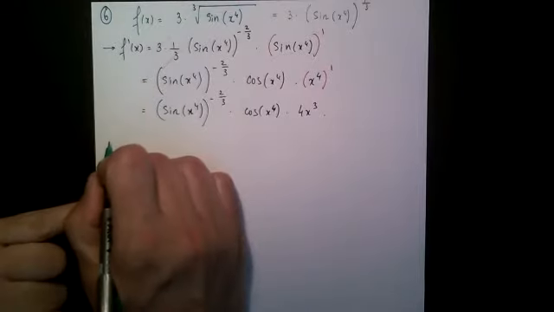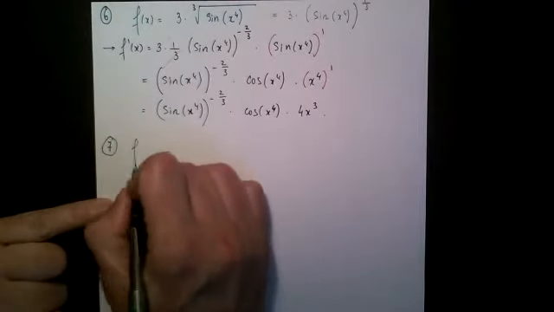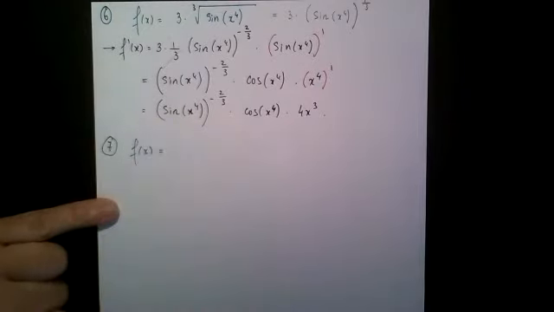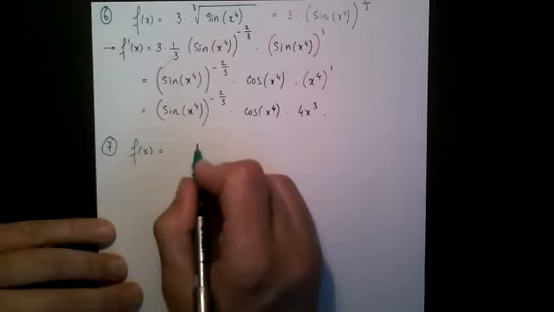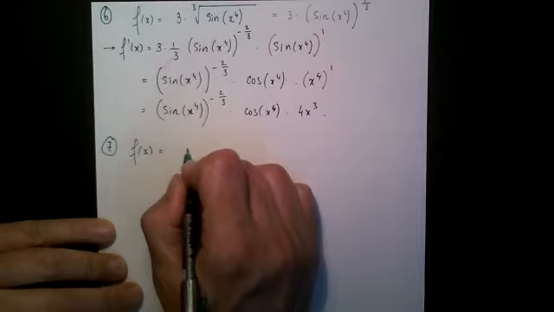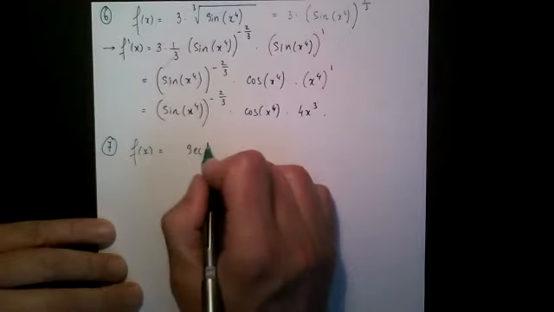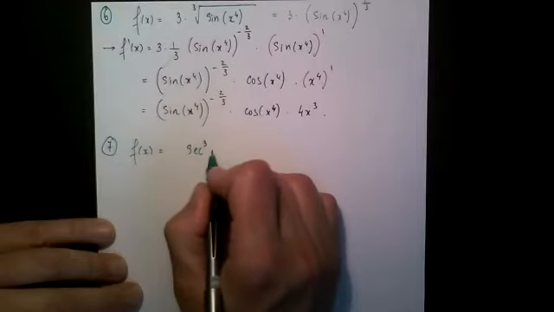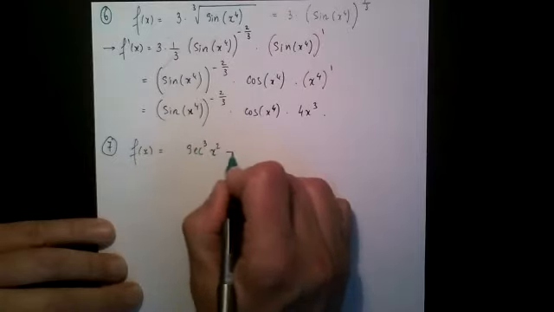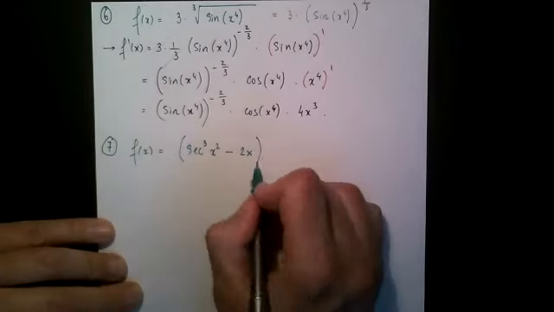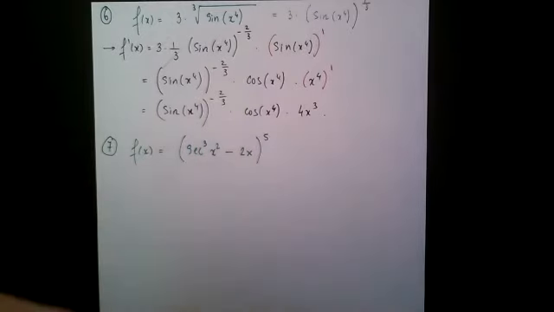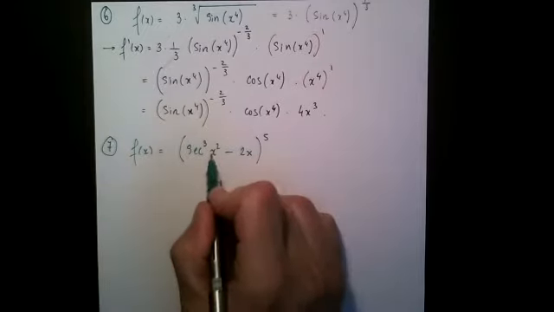So number 7. f of x, so still same level of difficulty. Secant cubed of x squared minus 2x, and all this to the power 5. It's not really the same difficulty, it's a bit more difficult, but I think you could handle it.